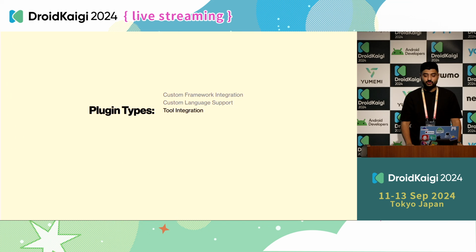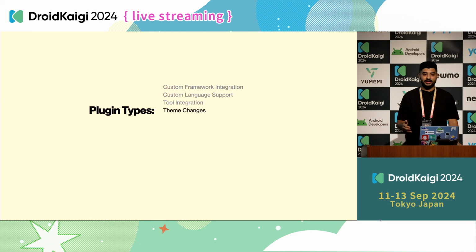Third, we have tool integration. Tool integration plugins add new tools or enhance existing ones in Android Studio. A great example of this plugin is the one that we mentioned in the beginning, that can generate documentation for any code element. And then we have theme plugins, which allow us to customize the look and feel of the IDE. You can have your own colors, you can have your own theme by downloading these plugins.